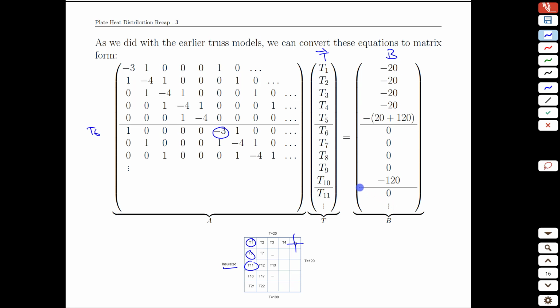We just need some for loops and a little bit of logic, but we can build this A matrix, we can build this B vector, and then we can use MATLAB to solve the system of equations in one line, and out will pop all of these unknown temperatures, and that is giving us a simulation of the temperature distribution in rich detail of this metal plate.